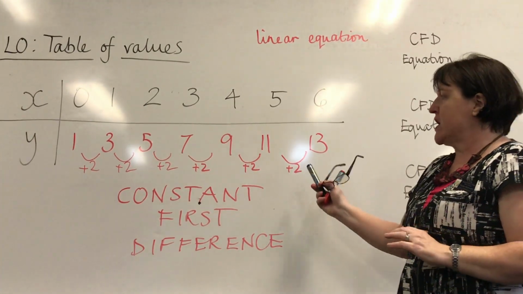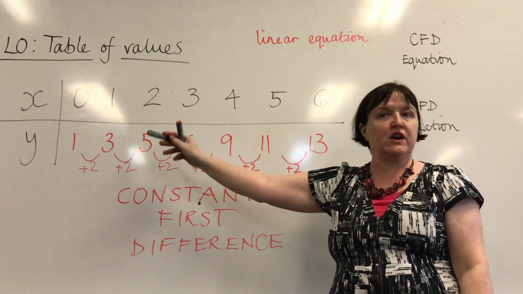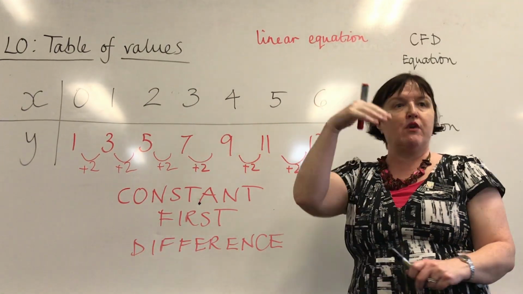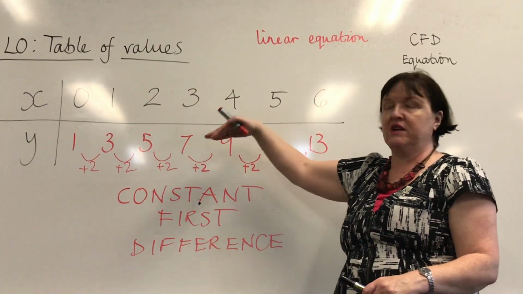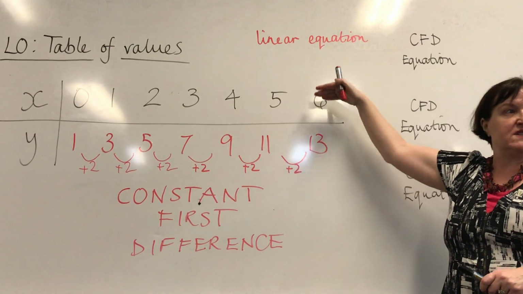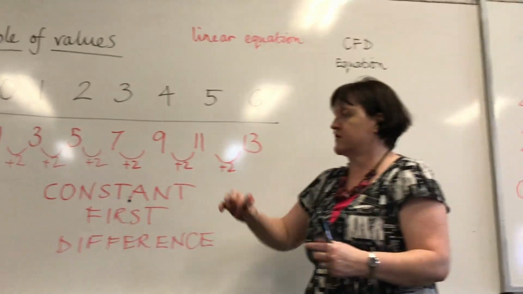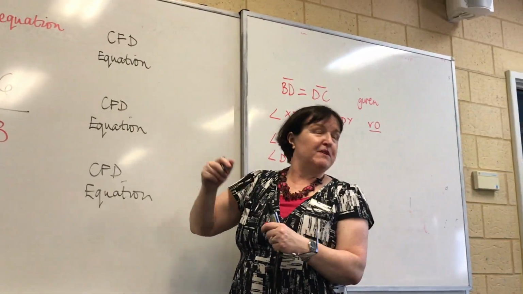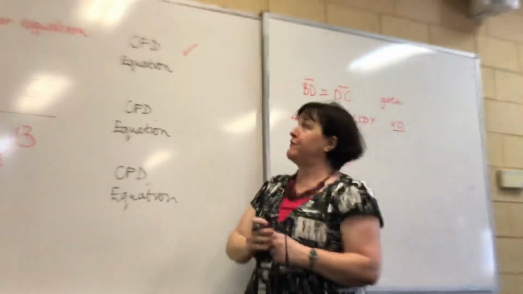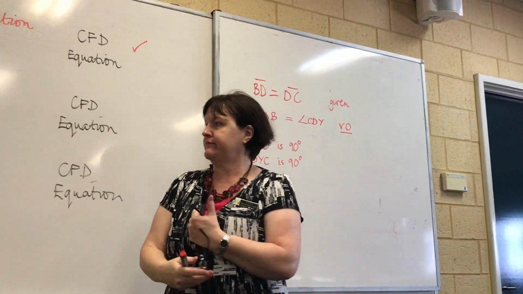Okay? So we know that if we plotted these coordinates on our Cartesian plane, 0, 1, 1, 3, 2, 5, 3, 7, 4, 9, 5, 11, 6, 13, it would form a straight line, because we've got the constant first difference. So our first table of values does have a constant first difference. It does, so we put a tick there.